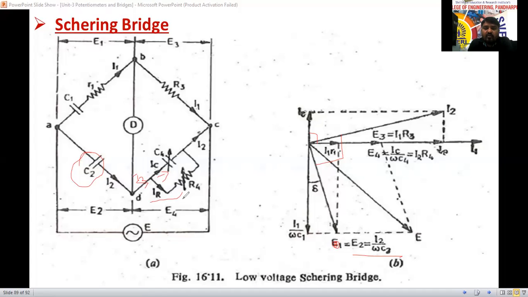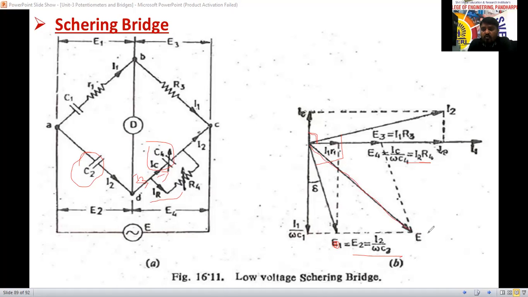So IR, R4 also we can consider here. The IC current leads by 90 degrees, which we have considered. The voltage drop across R3, R4 will lead across this capacitance, and we consider IC here. Based on that, it is a combination of resistance and capacitance bridge. So the currents are leading and the voltage will lag by some angle that we have considered.